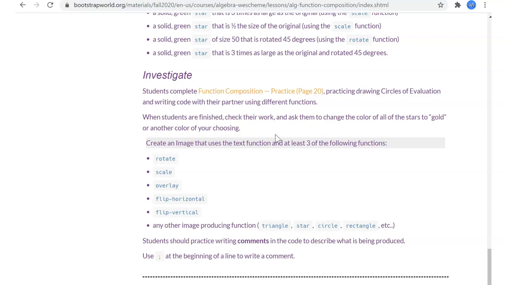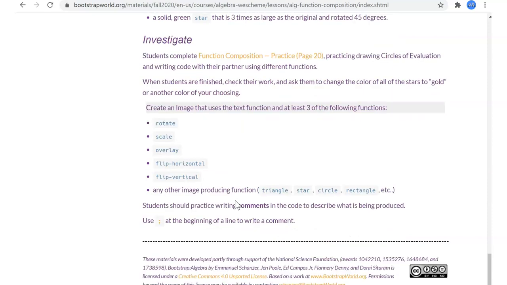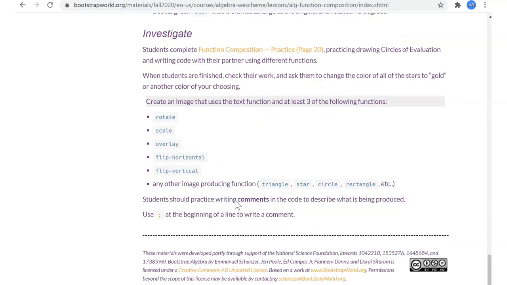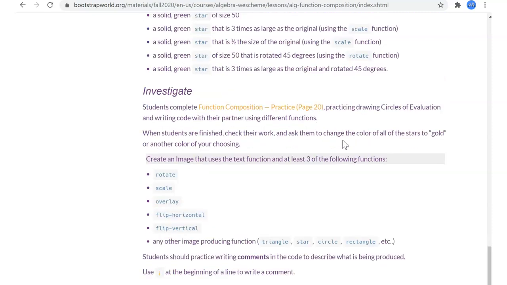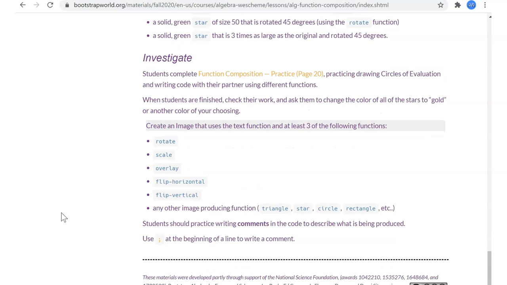Oh, okay, here's the little challenge part in addition to practice on page 20. Here's the little challenge, so you don't have to take a picture. Just practice some more with these image functions. So that'll be the homework for this lesson. Thanks.